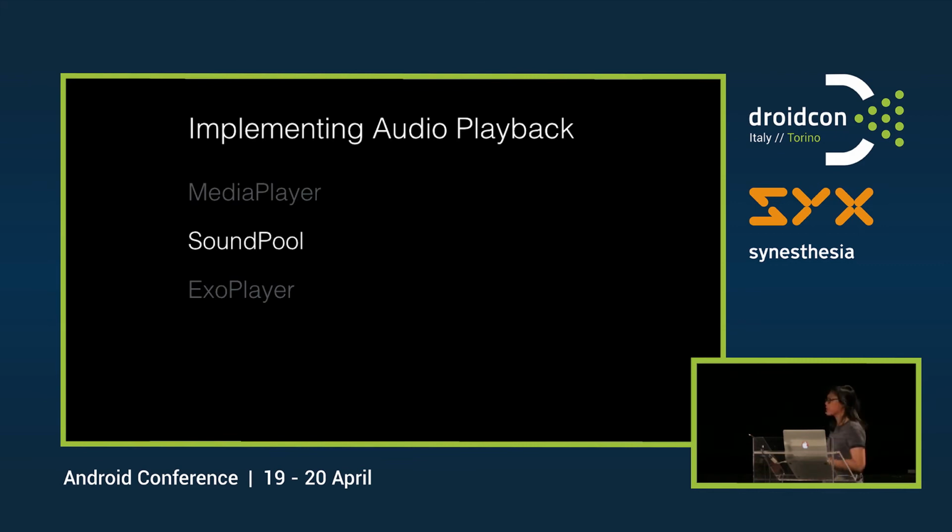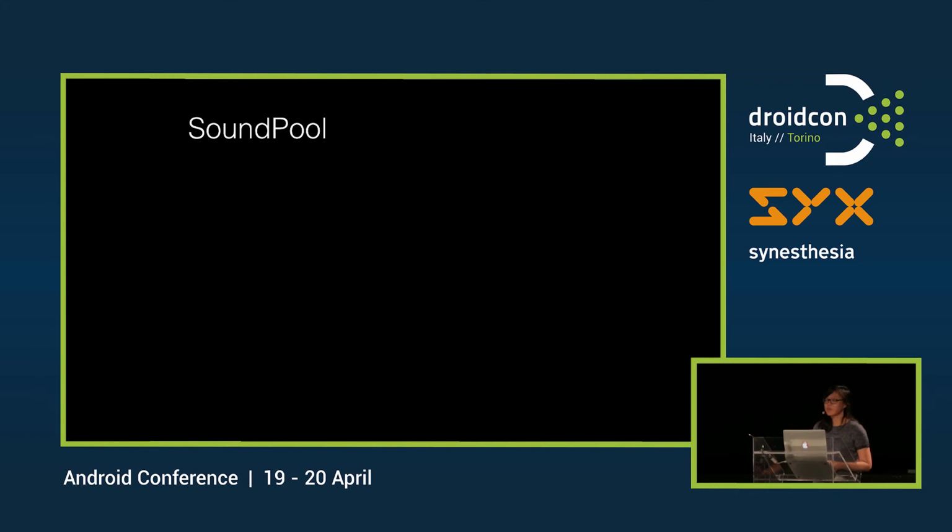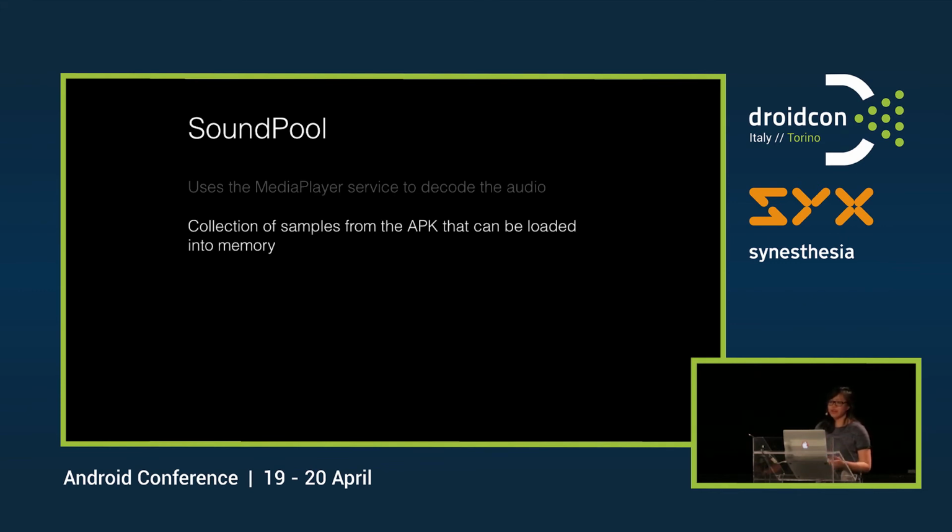So this is when I started looking into the second option, which is the SoundPool. SoundPool is great in the sense that it's backed by the Media Player to decode the actual audio, but you can use a collection of samples from the actual APK. So it's loaded into memory, so you don't have to incur the cost of taking more time to load the media files before you actually play them, because that's just extra time before the user can actually hear the sound versus when we actually want it to be played.